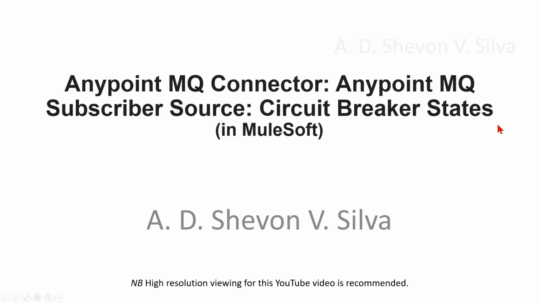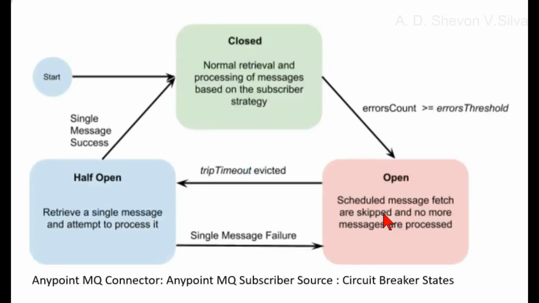Anypoint MQ connector, Anypoint MQ subscriber source, circuit breaker architecture states. Here you can see the circuit breaker states in the Anypoint MQ subscriber source in the Anypoint MQ connector. The circuit breaker has three states: closed, open, and half open. The behavior of the app changes based on the current state.